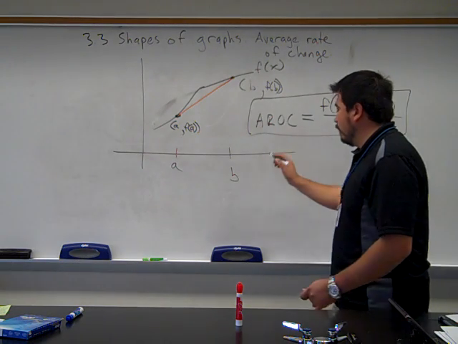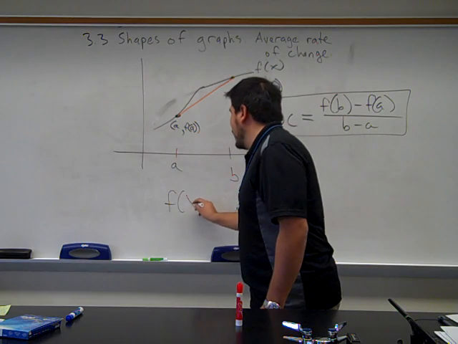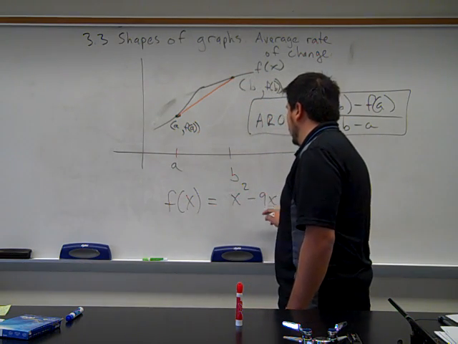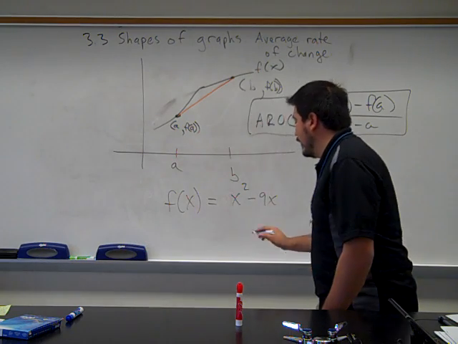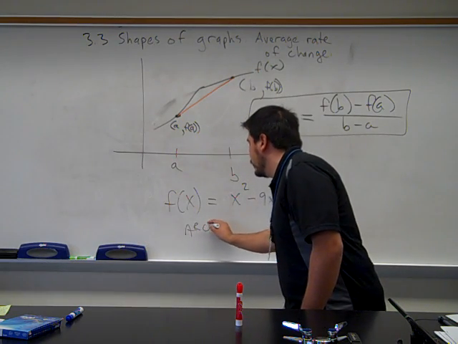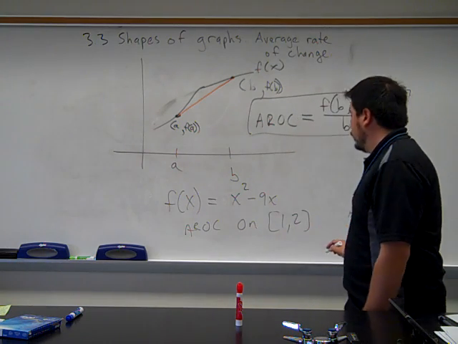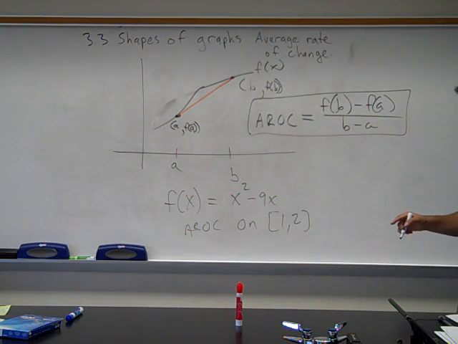Okay? So how does this formula work? Well, if I give you a function like f of x equals x squared minus 9x, okay, and I said find the average rate of change on the interval from 1 to 2, okay, you don't even have to graph and connect the lines.